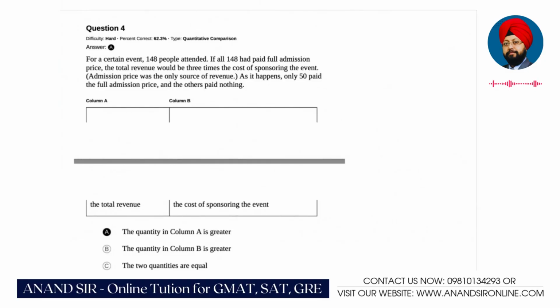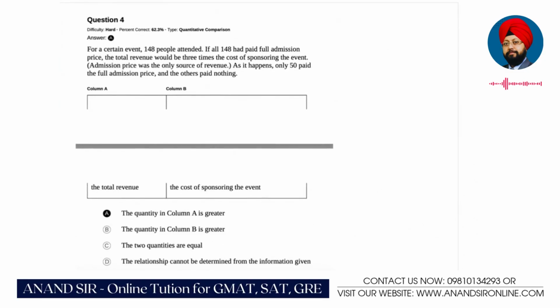For a certain event, 148 people attended. If all 148 had paid the full admission price, the total revenue would be 3 times the cost of sponsoring the event. As it happens, only 50 paid the full admission price and the others paid nothing. We have to select which column is bigger. Column A stands for total revenue. Column B stands for the cost of sponsoring the event. So we have to select which one of them is bigger, right?